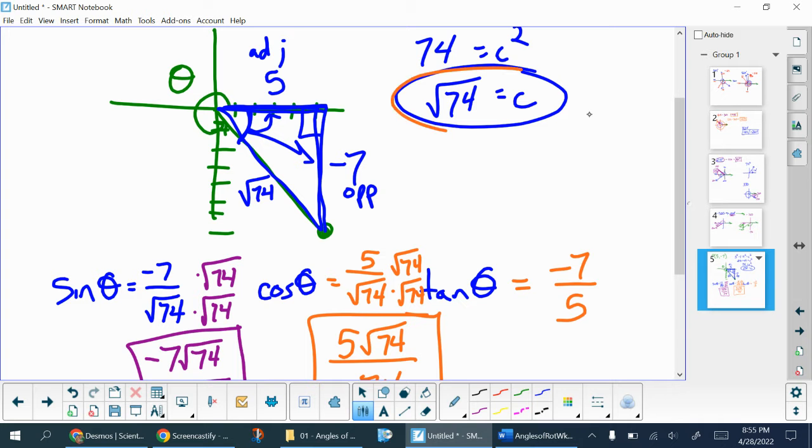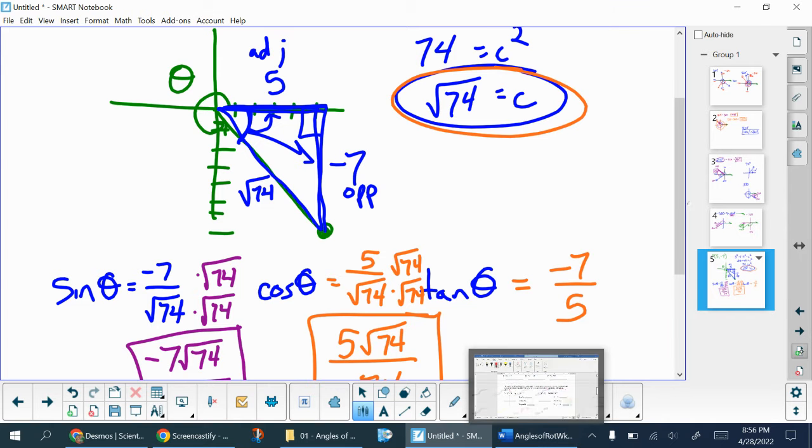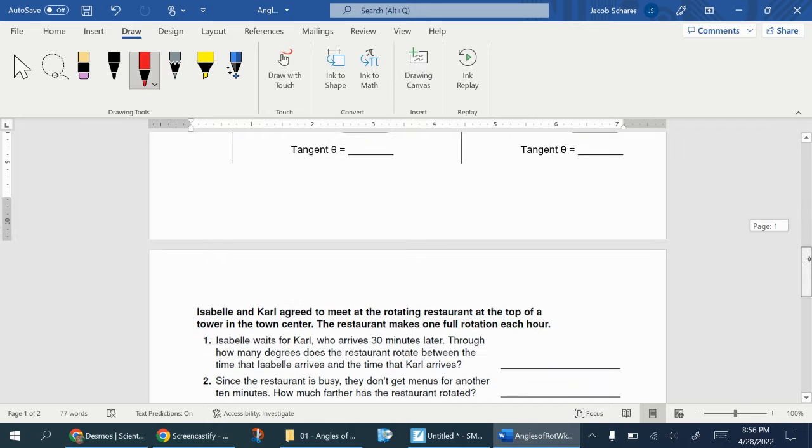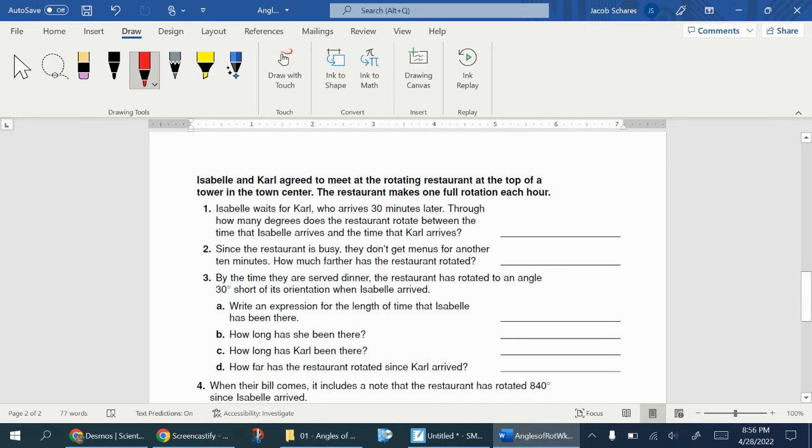So, hypotenuse with Pythagorean theorem. Sine is opposite over hypotenuse. Cosine is adjacent over hypotenuse. Tangent is opposite over adjacent. And then the last chunk here at the end are your applications.